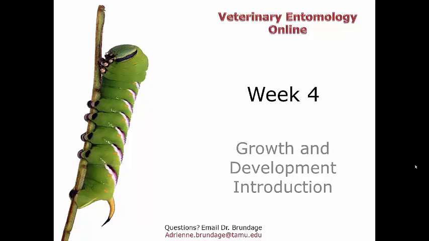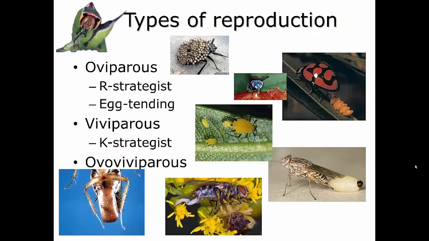So now we're going to look at the different types of reproduction and the different types of development over the next several videos. Okay. There are 3 major types of reproduction out in the world across all animals. The first we call oviparous. So oviparous is an egg-bearing strategy.